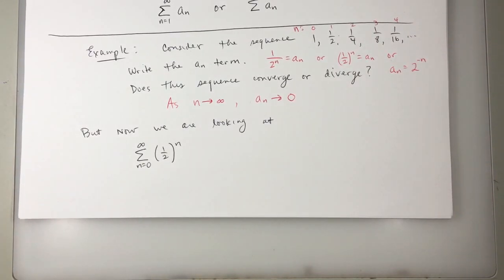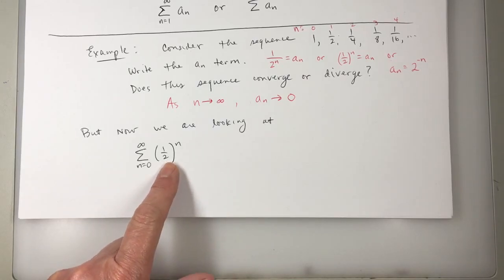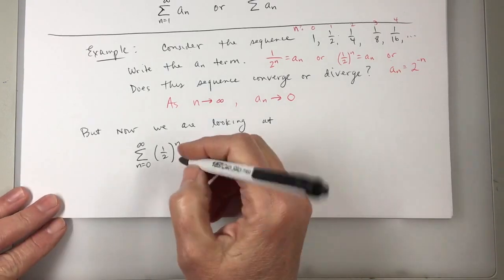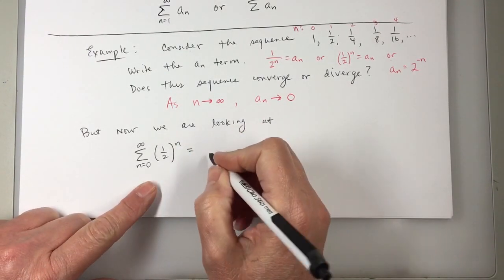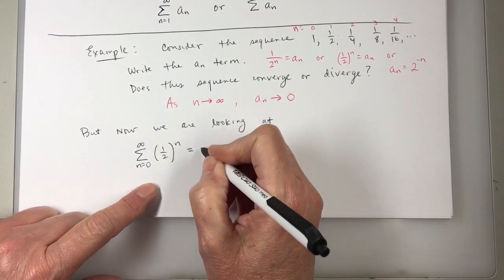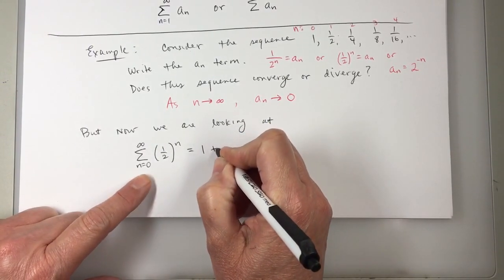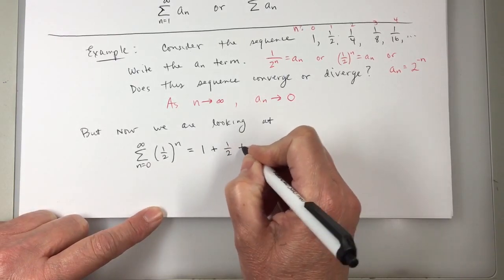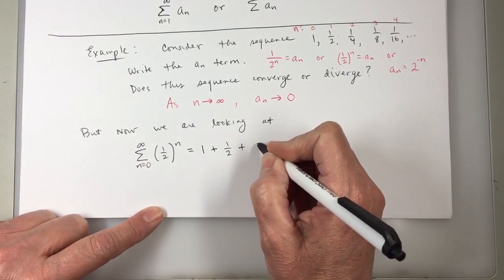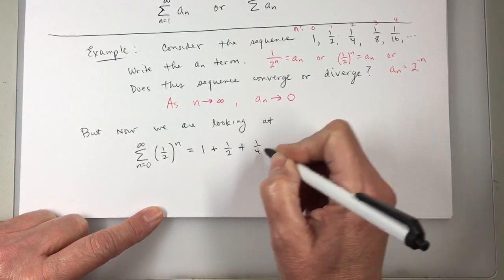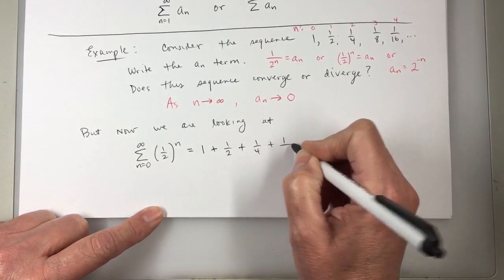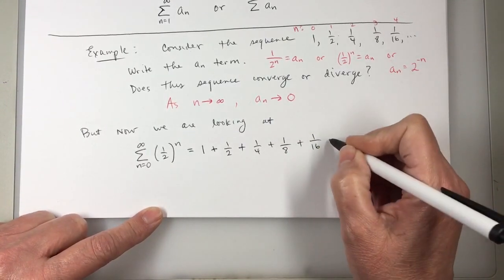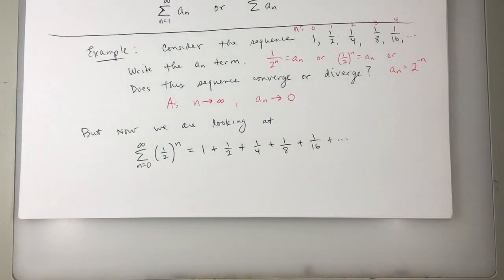Okay. So now I have it written like this, 1/2 to the n, and I'm doing the sum. So this would be, when n is 0, that's going to be 1/2 to the 0 is 1. When n is 1, that's 1/2 to the first power is 1/2. When n is 2, that's 1/2 times 1/2, that's 1/4. When n is 3, that's 1/8. When n is 4, it's 1/16. And it keeps going forever.